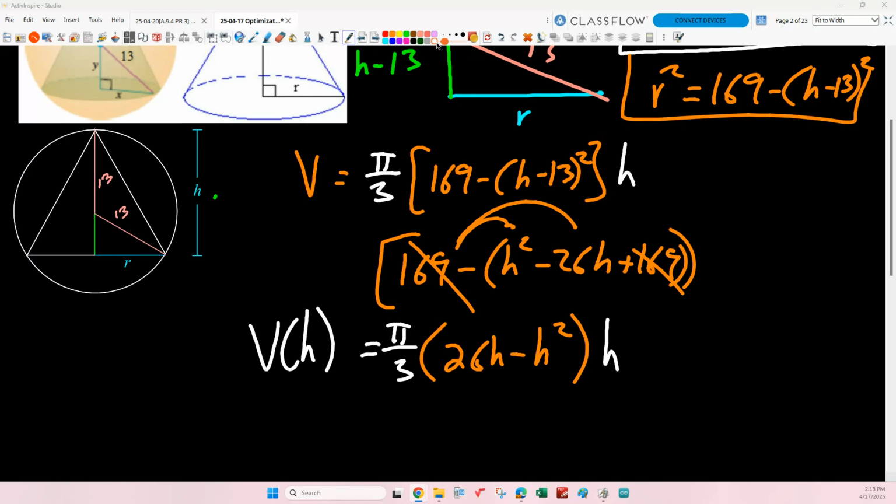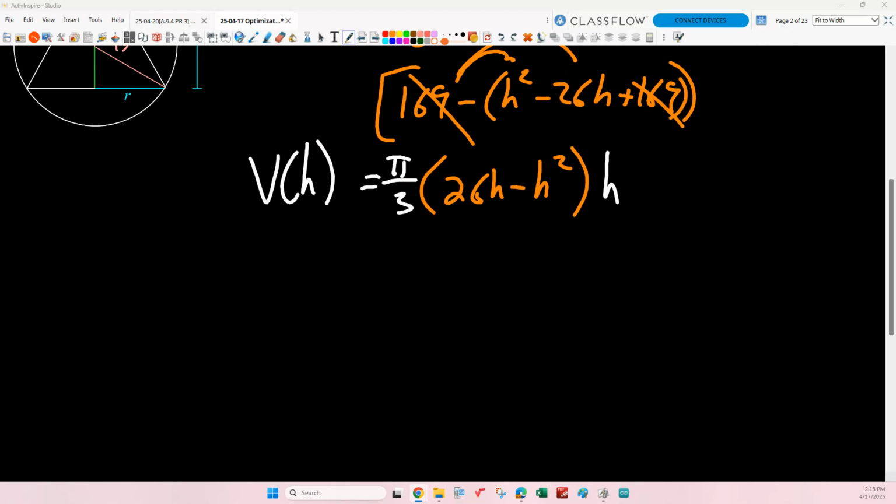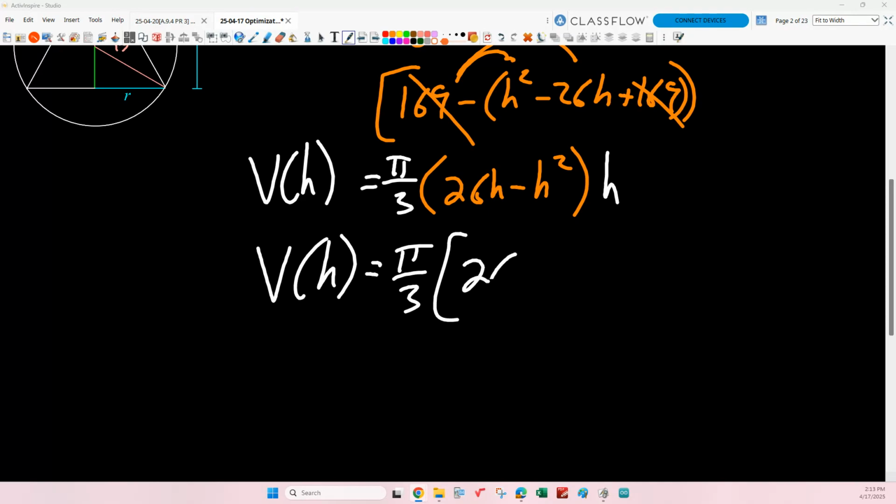Everybody see that? Okay, and we definitely would want to distribute the white h because then we're just going to get a polynomial, right? It's easy to differentiate. Okay. So we get volume as a function of h equals pi thirds times 26h squared minus h cubed.